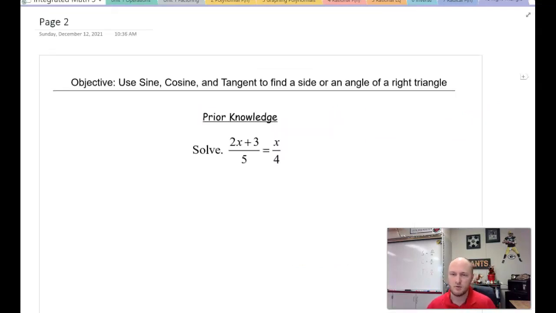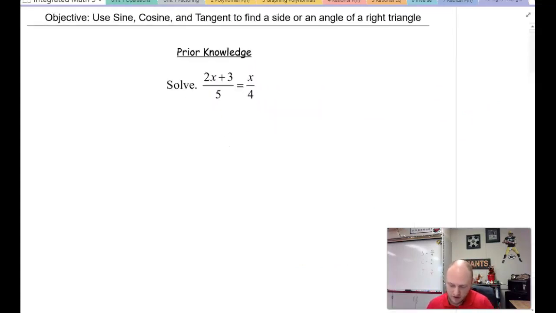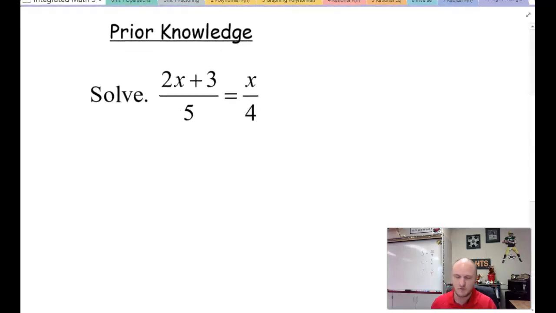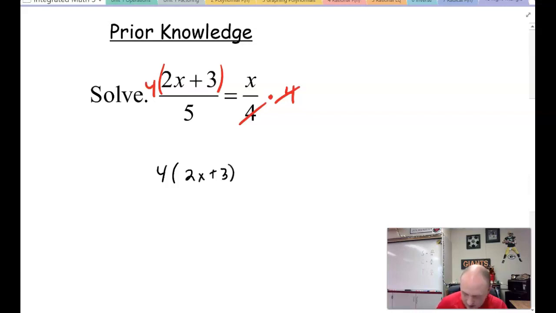Now, a couple of things I want to review with you for prior knowledge are how to solve equations when we have denominators. Remember, in order to solve an equation where you have a denominator, you just need to multiply by whatever is in the denominator. So what I do to one side, I have to do to the other. So these will cancel. And I now have 4 times 2x plus 3 over 5 is equal to x.